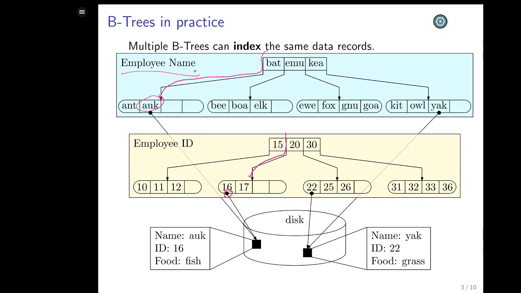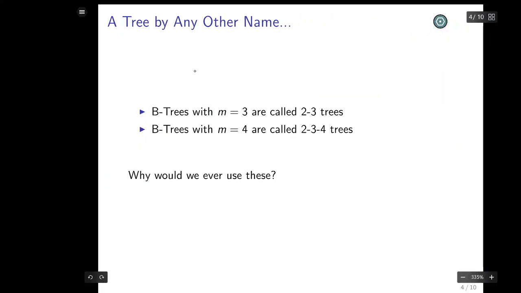Got it? They're great. Now, there's also an alternative, which is you can think about B trees when M is really tiny, like 3. You might think, why would I ever want a B tree when M is 3? These are called 2-3 trees, by the way, so you know they're useful because they have a name. But what is their use? I mean, why would I care? Why are they good?